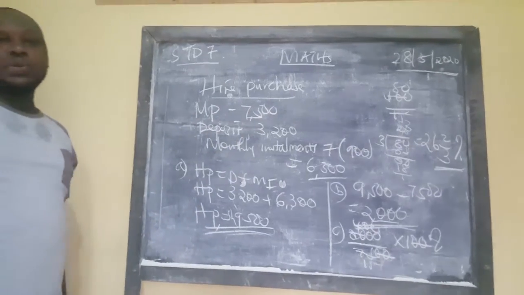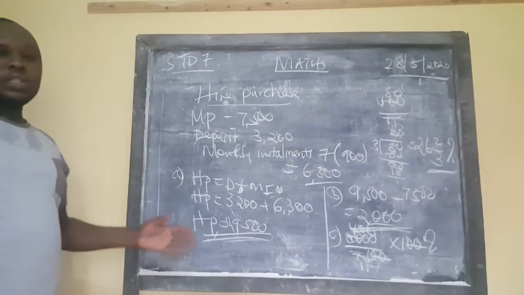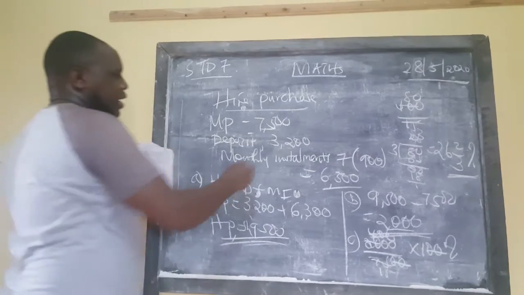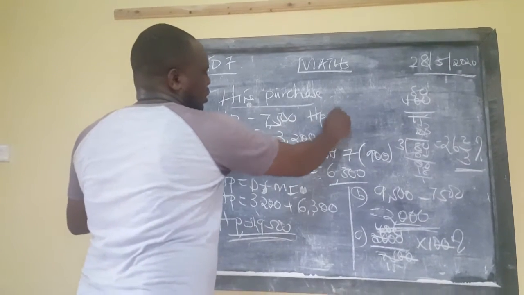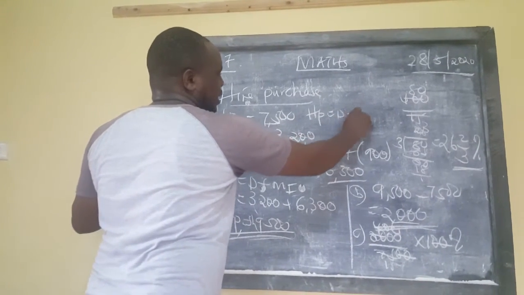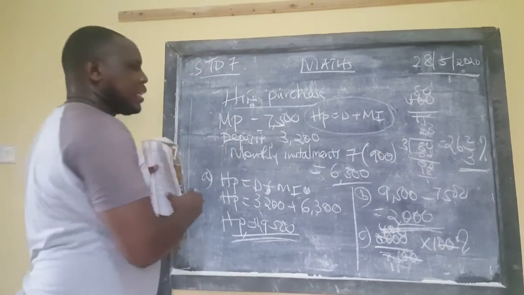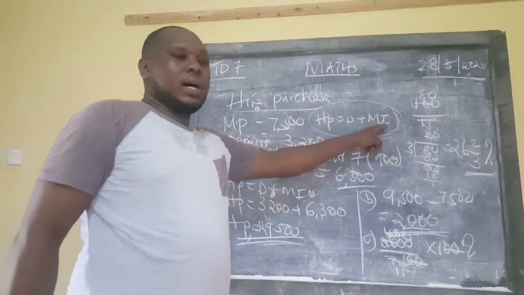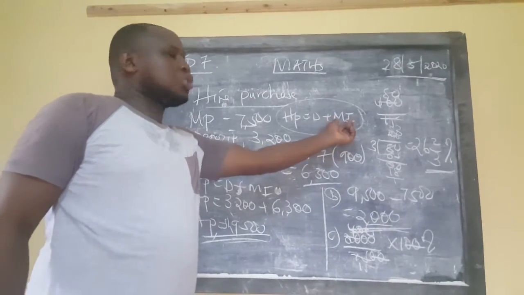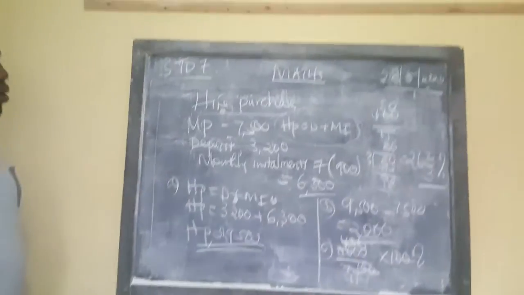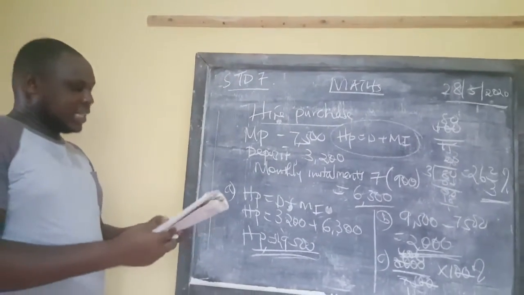So that's how, learner, you do that question. A very simple question, just understanding a formula. Our purchase price is gotten by the deposit plus the total monthly installments. When you talk about total monthly installments, you have to multiply the number of months and the amount paid in each month to get the total monthly installments. So that's where we were yesterday, and we left it at that point.